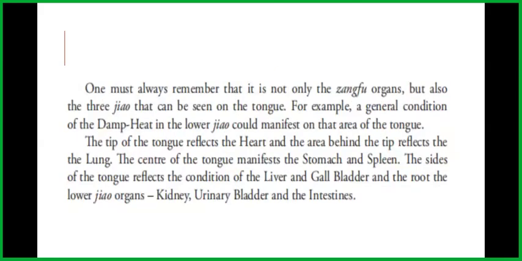One must always remember that it is not only the Zangfu organs, but also the three jiao that can be seen on the tongue. For example, a general condition of damp heat in the lower jiao could manifest on that area of the tongue. The tip of the tongue reflects the heart, and the area behind the tip reflects the lung. The center of the tongue manifests the stomach and spleen. The sides of the tongue reflect the condition of the liver and gallbladder, and the root, the lower jiao organs: kidney, urinary bladder, and the intestines.